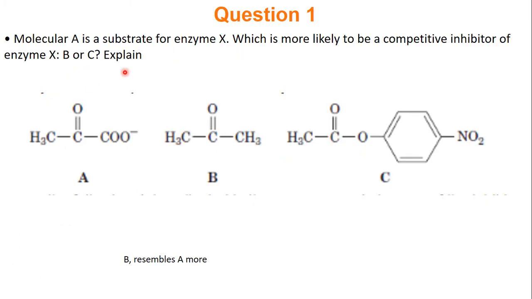So our first question is, I have a substrate for enzyme X, that's molecule A. Which one is more likely to be a competitive inhibitor, B or C? And the answer there is B, because it looks more like A than C does, where you take this carboxylic acid group and you just make it a CH3 group.